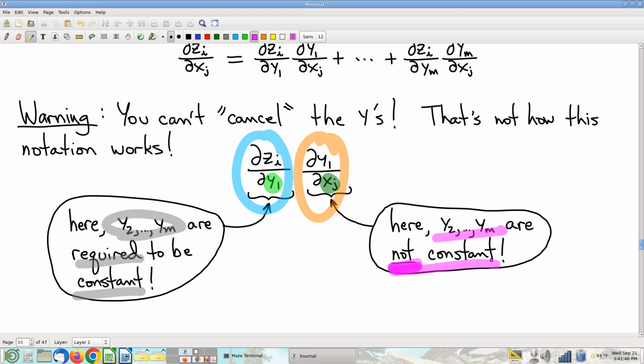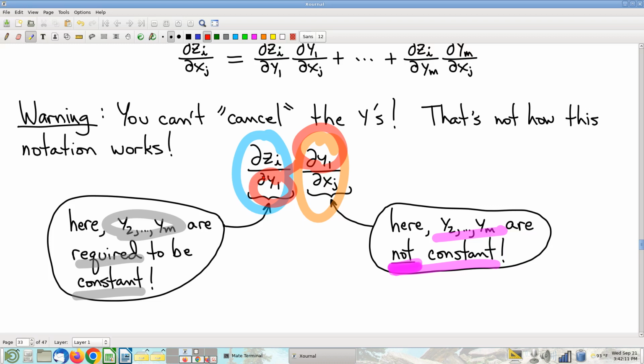So, again, we've got two stories here. There's the blue story and there's the orange story. And these two things that you want to view as canceling both represent how much y1 is changing, but as part of different stories, in different scenarios, with different assumptions. They're not the same thing.